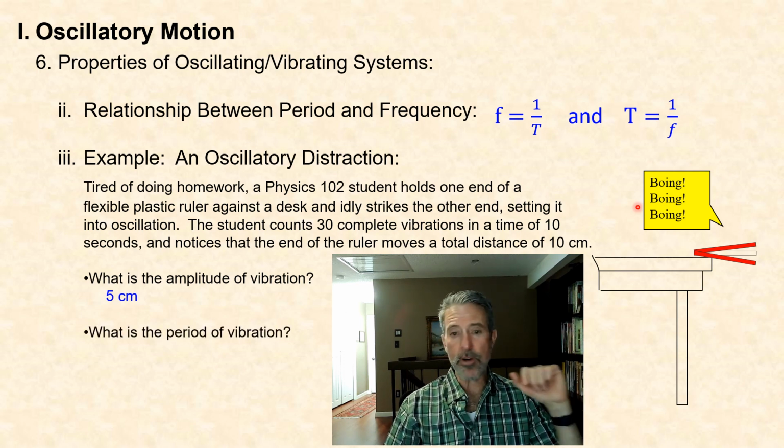We're also asked to find the period of vibration. The period, remember, is the amount of time it takes for the end of that ruler to make one complete vibration.